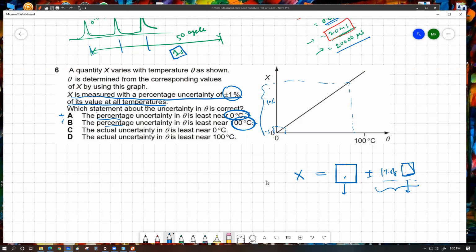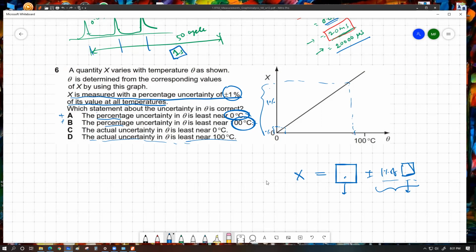বুঝতে পারছো? ইয়েস স্যার। স্যার ডিটা একটু ভুল কারণ। Oh, D ভুল কারণ হচ্ছে D is just the opposite. This is the actual uncertainty of theta is least near 100 degrees Celsius. No, that's not the case.